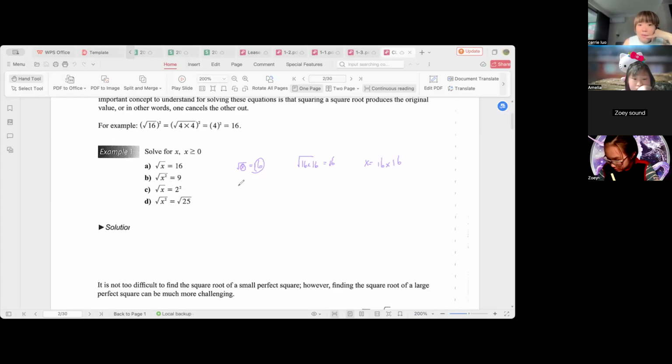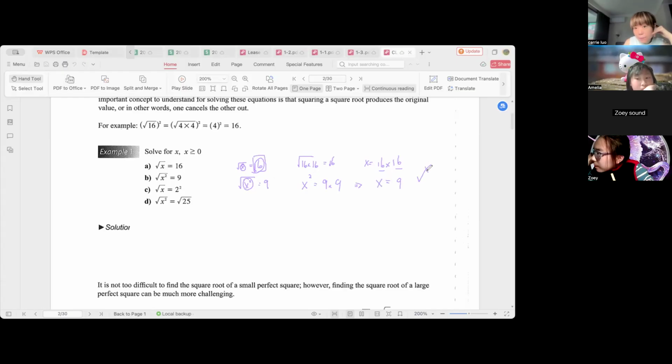Okay, let's take a look at the second one. Square root of x squared equals 9. That means x squared equals 9 times 9. Remember I said the number inside the square root always equals the number outside times itself. Correct, Zoe? So now Amelia said x equals 9.